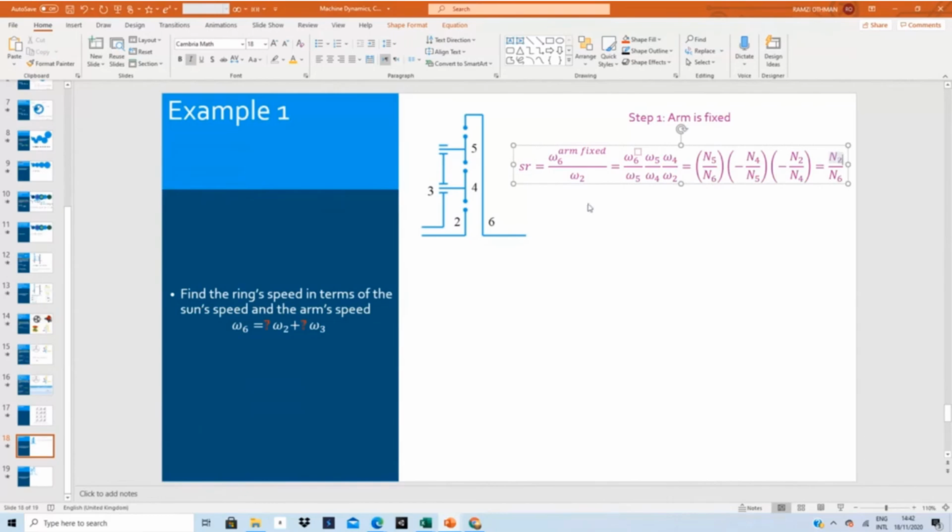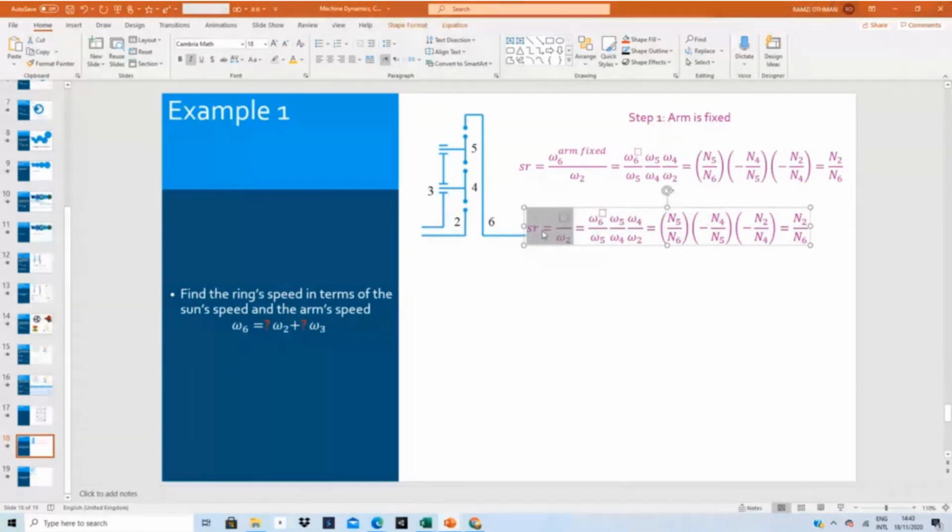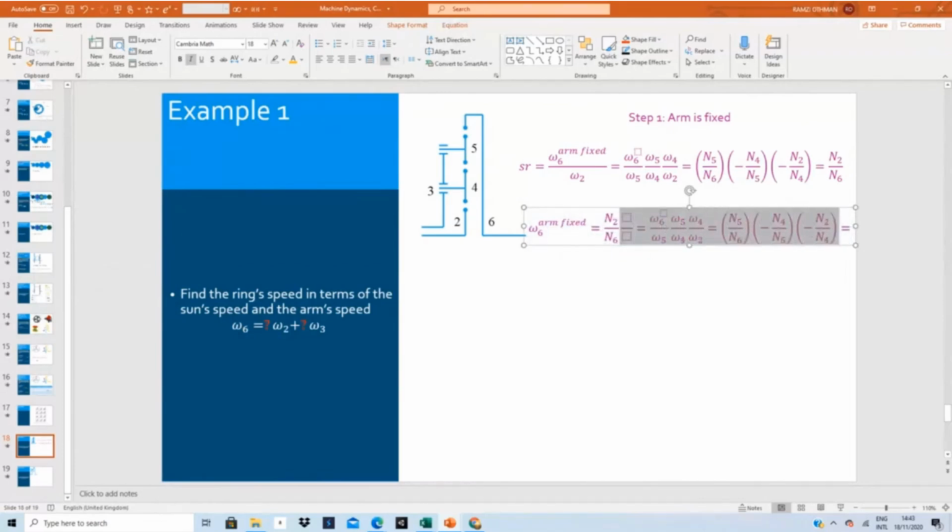So what I will have here: if the arm is fixed, I'm considering only the effect of the sun. So if the arm is fixed, it will be N2 over N6 times omega 2, the angular velocity of the sun. This is it. This is the first step, the effect of the sun.